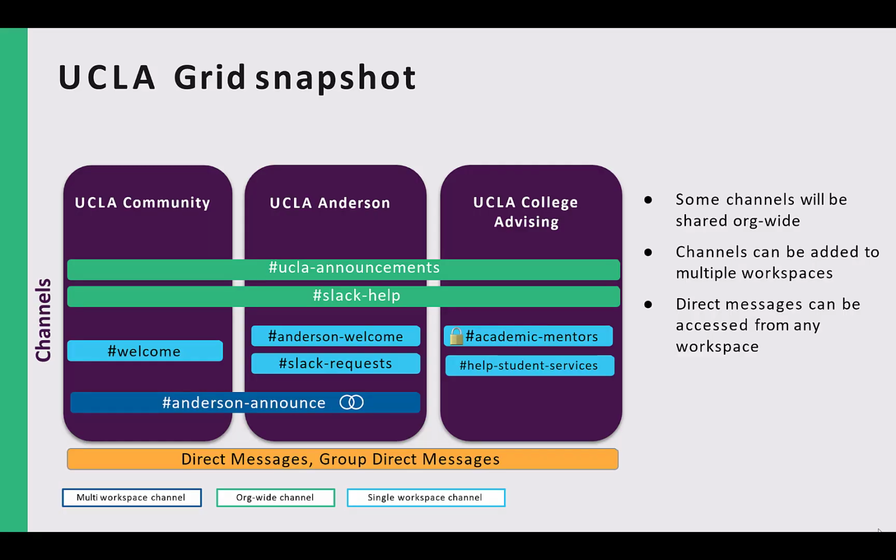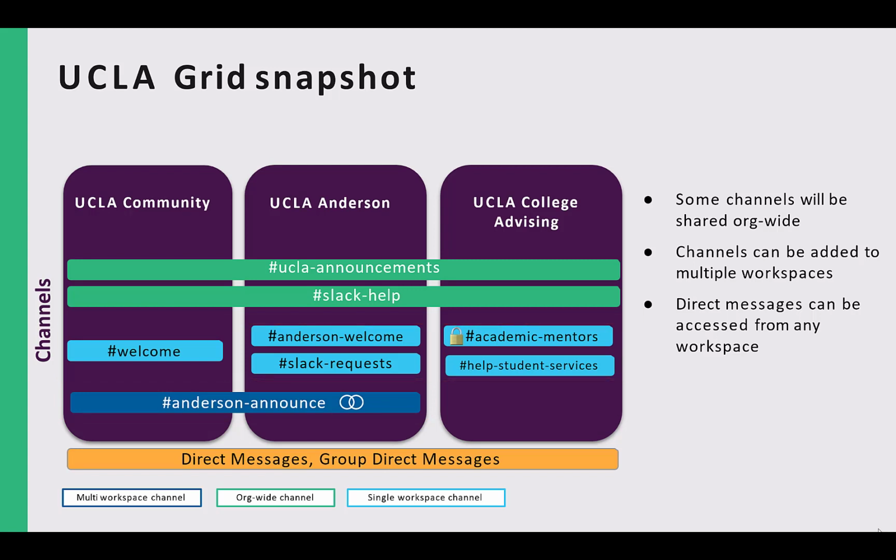Let's zoom in on the grid and see how channels are used across workspaces to open up collaboration across different teams. UCLA announcements and Slack help are examples of org-wide channels. They span the entire grid. Anderson Announce is a multi-workspace channel. It lives in both the UCLA Community and UCLA Anderson workspaces. The remaining channels are single workspace channels, since they are only accessible in one workspace.